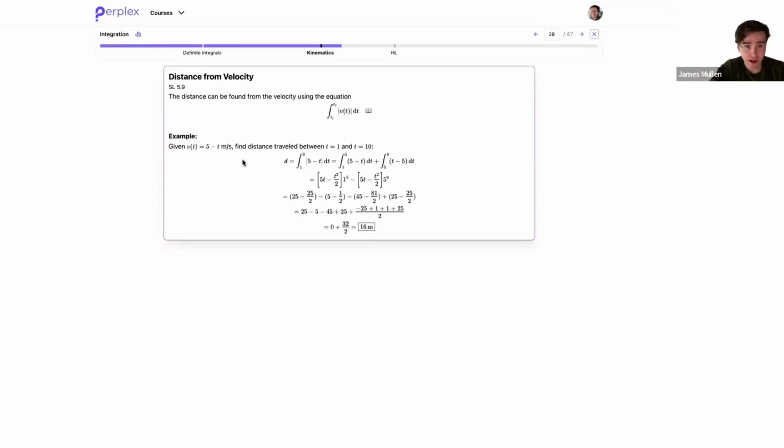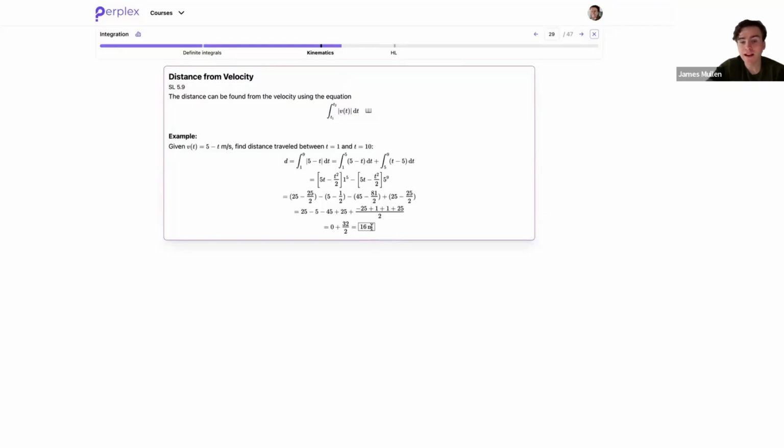Okay, so if we're trying to find the distance covered between t equals 1 and t equals 10 with a velocity of 5 minus t, I would split the integral at the point where v is positive and the point where v is negative. So that's from 1 to 5 of 5 minus t, plus from 5 to 9 of negative that, so t minus 5. And if I do all of that, a bit of tedious algebra that we're going to learn nothing from, I would get 16 meters.